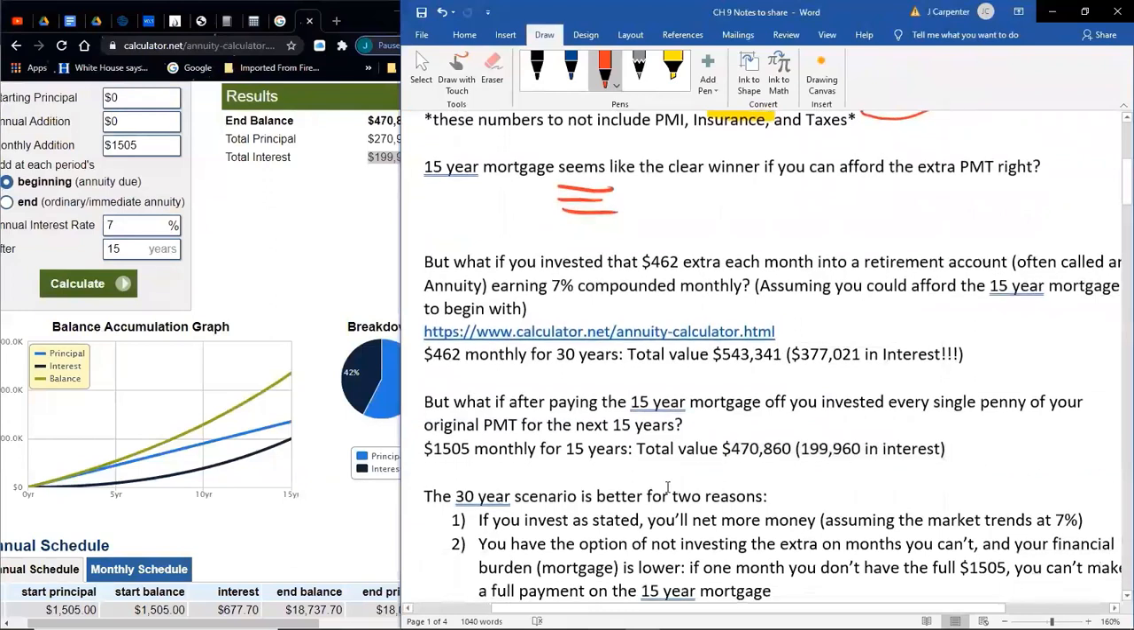Also, let's say it's February. January, you put that 462 in. February, you do your taxes and something was weird and you end up owing the taxman an extra $500 that you weren't expecting. Okay, so that month, don't put the 462 in this extra retirement account. Pay the taxman.